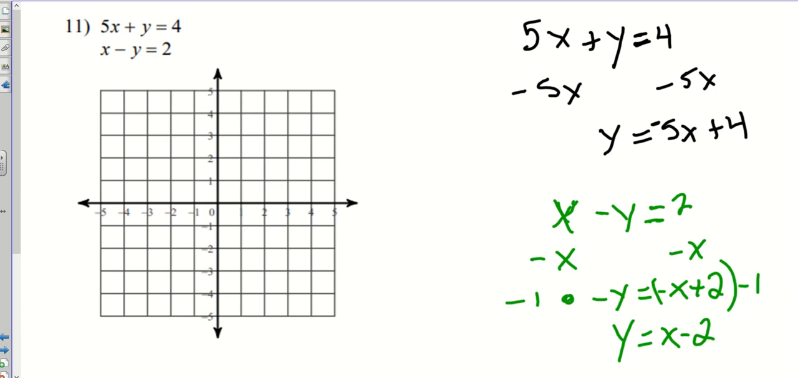The way I really like to work with these is to get 2 points. And for me, the easiest 2 points are going to be where it crosses the y-axis and where it crosses the x-axis. So for the first one, I know that if I put in 0 for x, I will get my y-intercept. So 0 times 5 is 0, which means y equals 4. It's pretty simple.